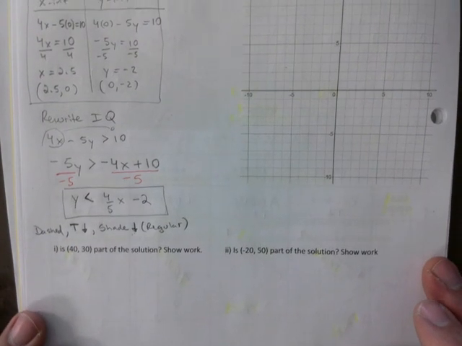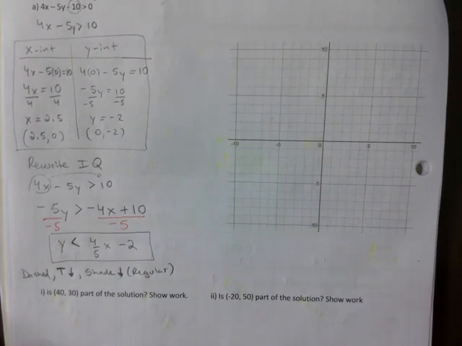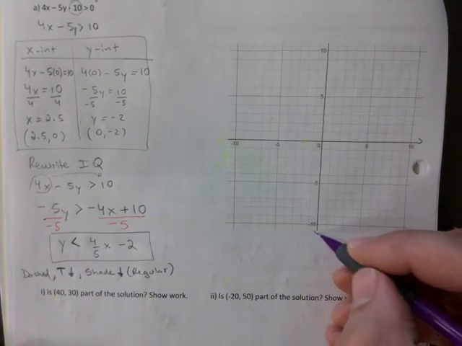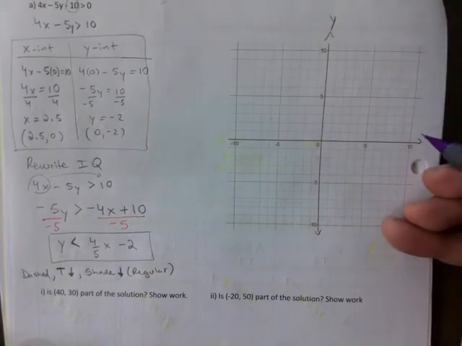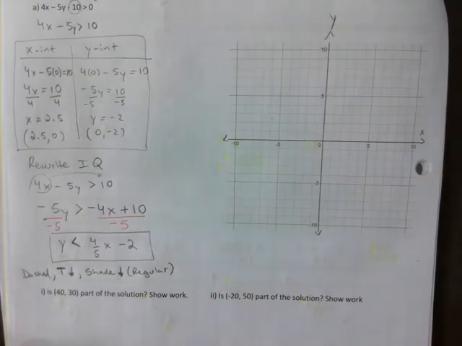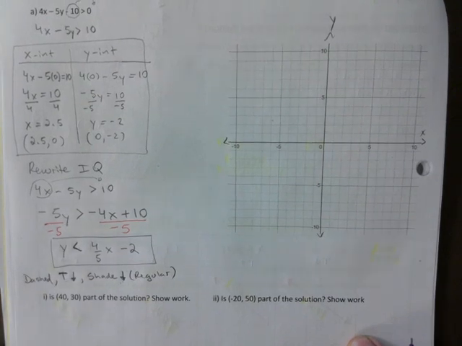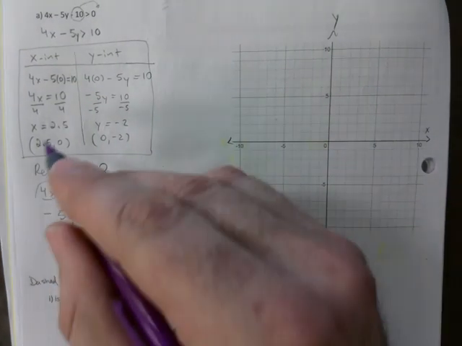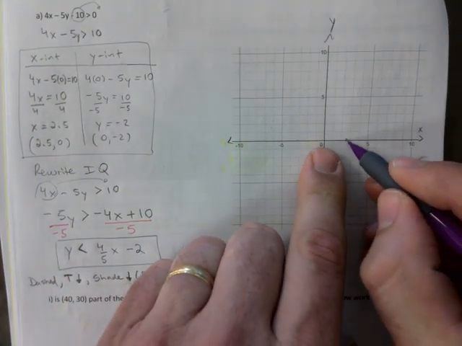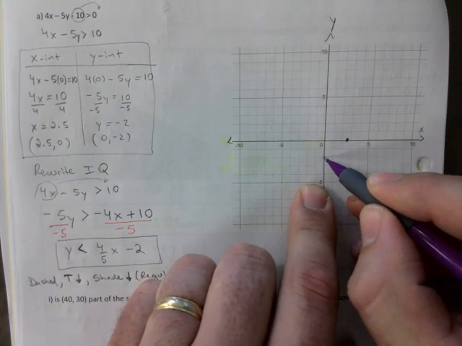Let's go up here. Hey, Mr. Dirksen gave us a grid. Thank you. Appreciate that. It's just a copy and paste for me, right? Go ahead, Chloe. So then it's 2.5. 2.5 is right there. 0, -2 is right there.